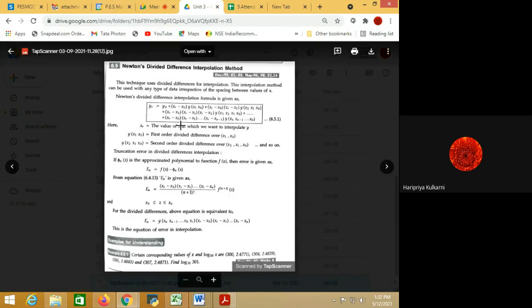Okay, so the formula is yr is equal to y0, the initial value of y corresponding to x, so x0 corresponds to y0, plus xr minus x0, where xr is the required value of x, minus x0 the initial value, into y of x1 x0. Now how to calculate y of x1 x0, that we are going to study, plus xr minus x0 into xr minus x1 into y of x2 x1 x0. We'll see how to find out y of x2 x1 x0.